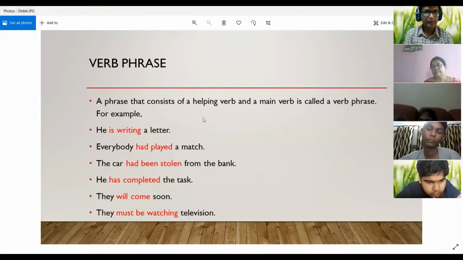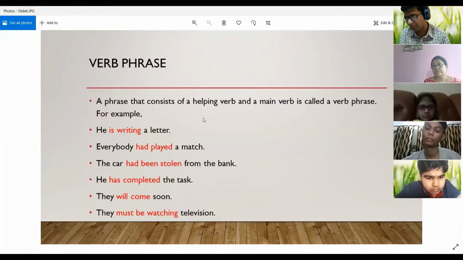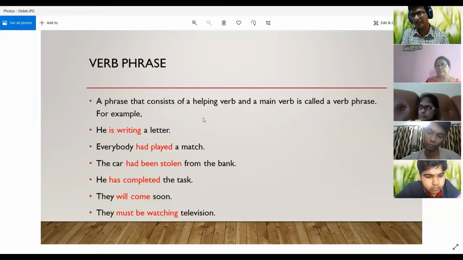Now we come to the verb phrase. This is the easiest of all the phrases. Because in verb phrases, we only take the helping verb and the main verb. You have studied a lot of tenses, subject verb agreement. So you will very easily recognize it. This one is the easiest of all.